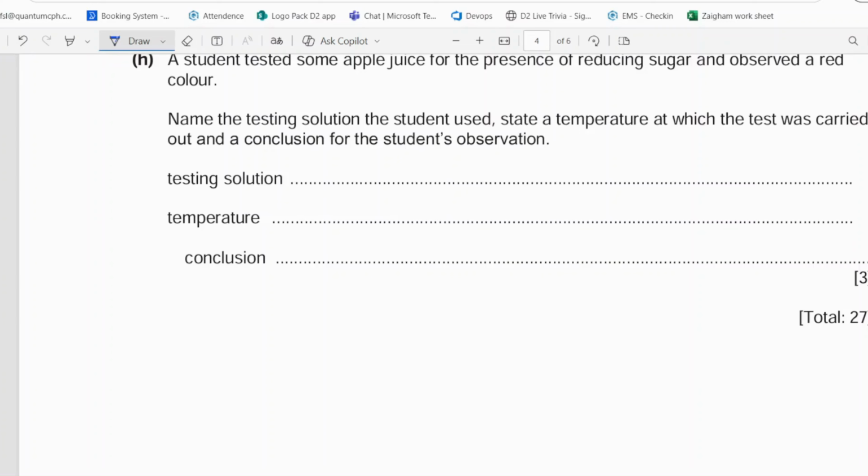Okay, listen. We have carried out the test with Benedict's solution. We heat the contents in a water bath, and the temperature is kept between, let's say, 50 to 100, and the positive result is red, brick red precipitate. It means that reducing sugars are present. So, what is our conclusion? That reducing sugars are present.